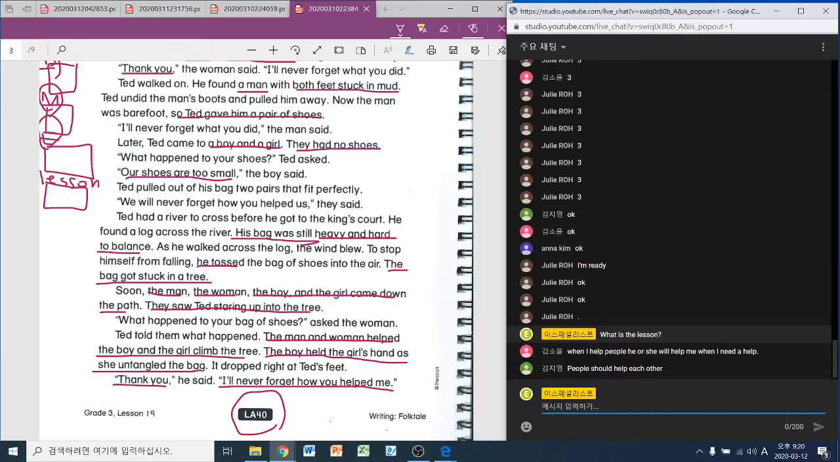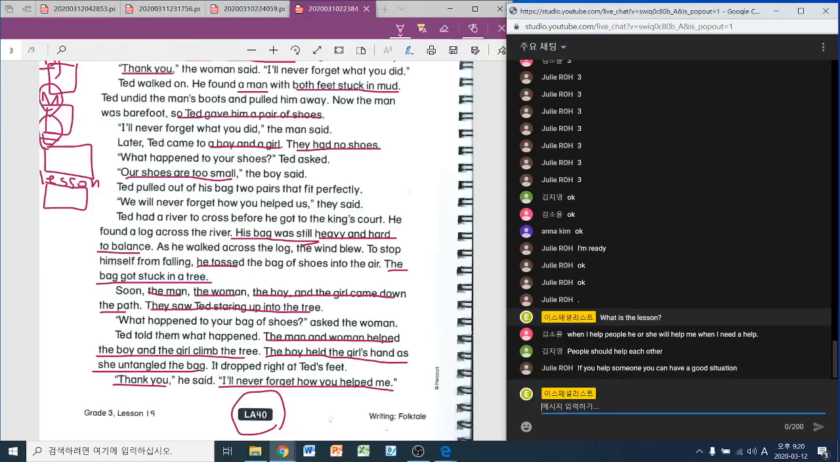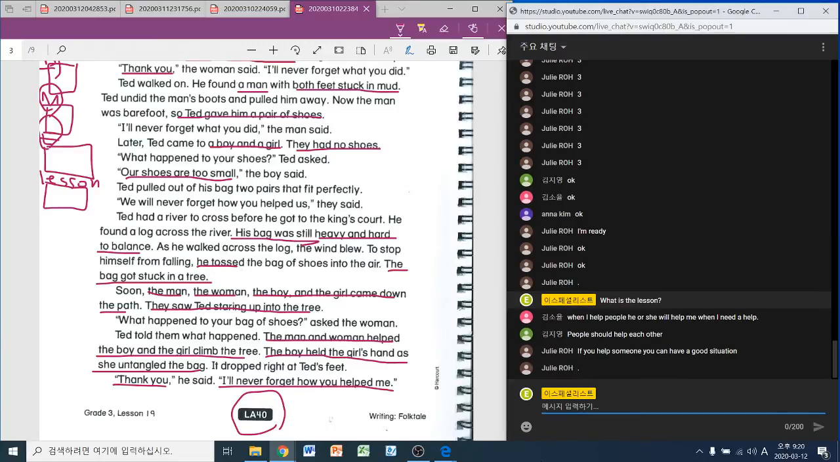Try to write the lesson you learned from the story in your own words, okay? In your own words. "If you help someone, you can have a good situation." What do you mean you can have a good situation? What do you mean by that? If you help someone, you can get help later, kind of like this, okay?